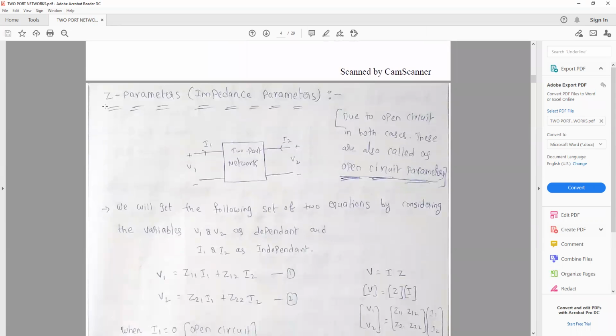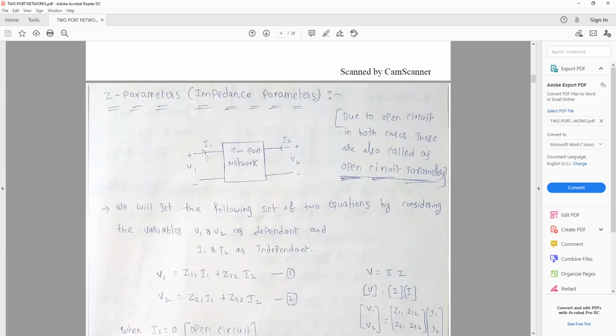Coming to Z parameters. Z is nothing but impedance parameters. So in the same network, it has two ports, input port and output port. The representation is similar to all. The input port has V1 and I1. The output port has V2 and I2.